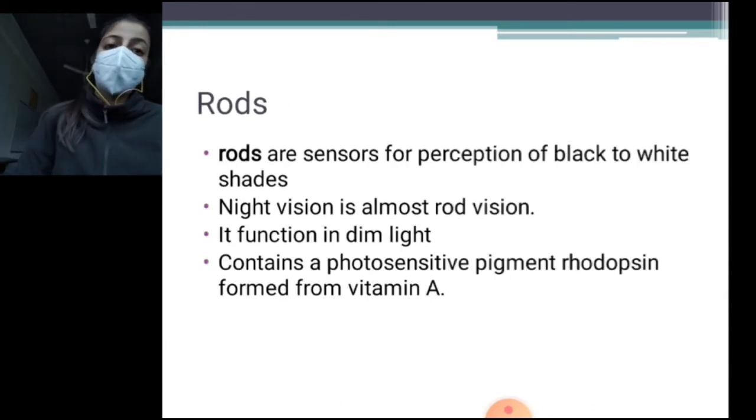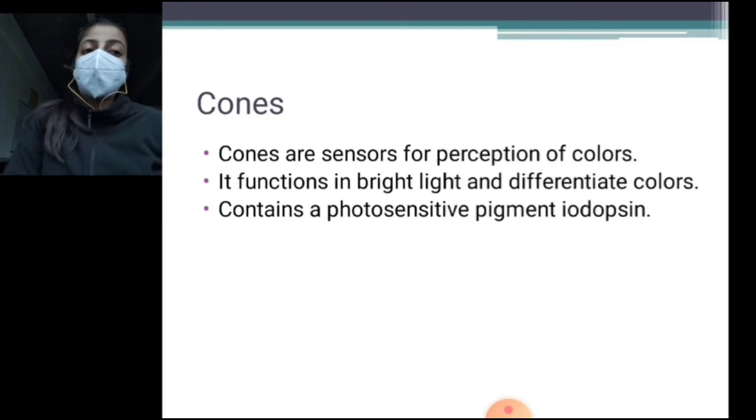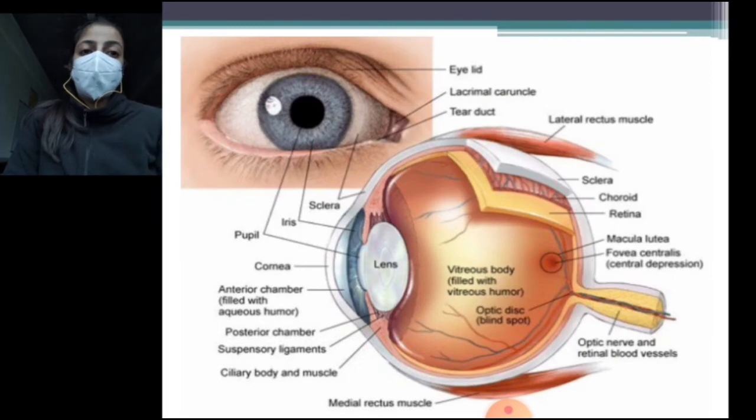Next, rods are the sensors for perception of black to white shades, and night vision is almost rod vision. Its function in dim light; it contains a photosensitive pigment rhodopsin formed from vitamin A. And cones are the sensors for perception of colors. They function in bright light and differentiate colors, and contain a photosensitive pigment iodopsin. These are the structures of the eye.